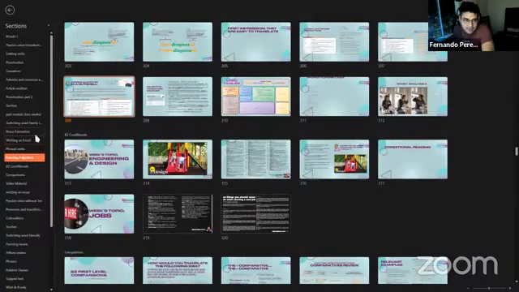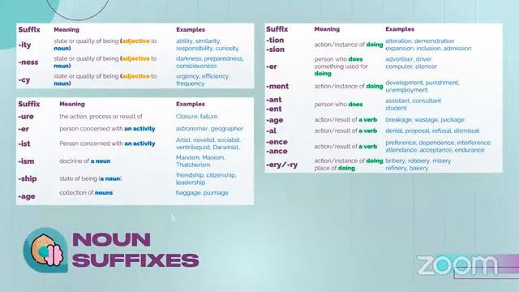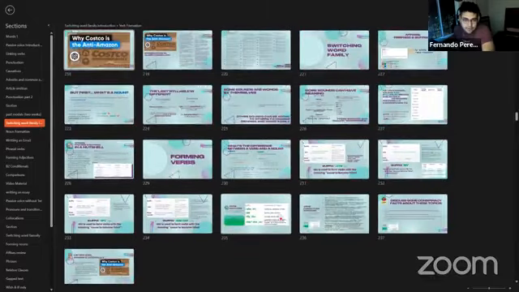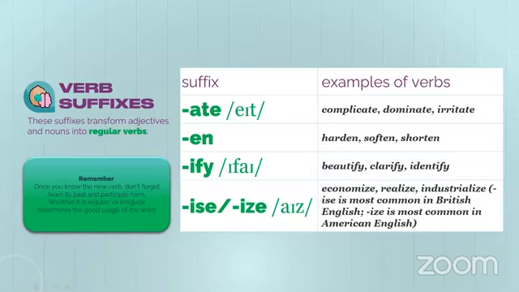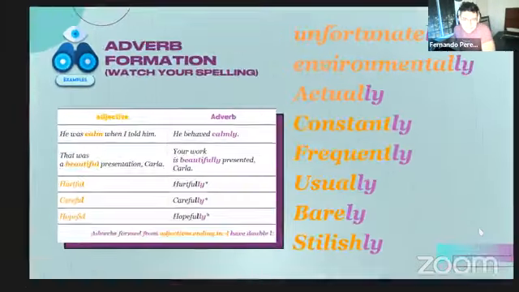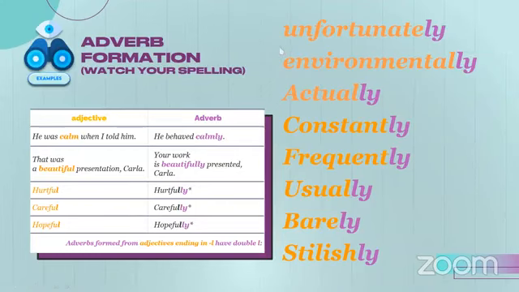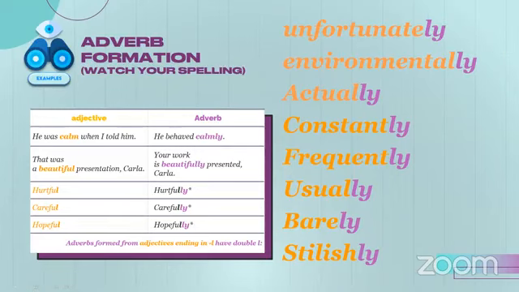The second one is noun formation. We saw this one. We saw verb suffixes. And finally, adverbs. Yes, those are the four that are possible in this exercise. Okay, got it? Got it.